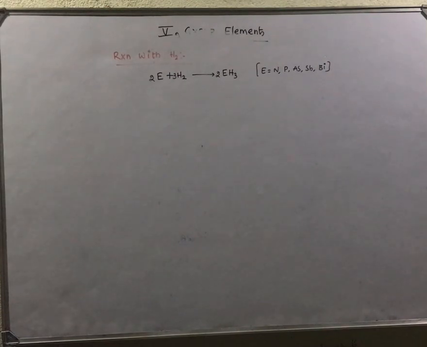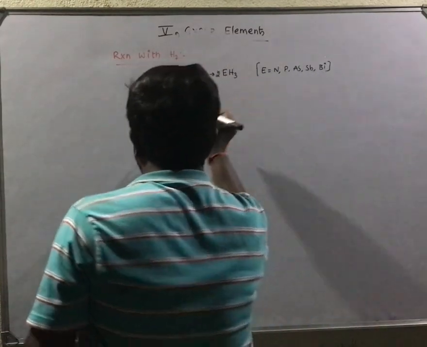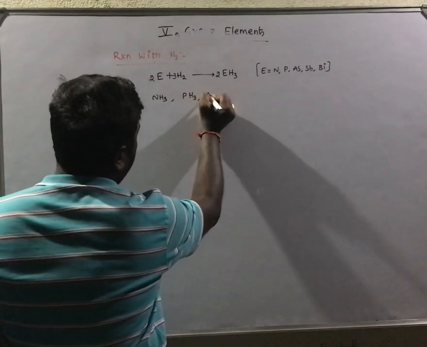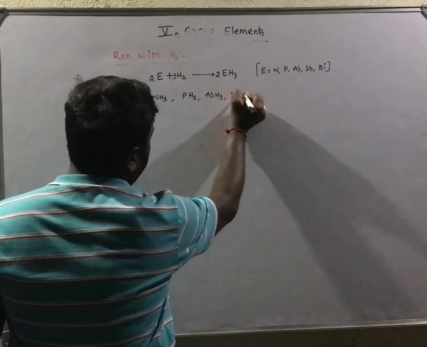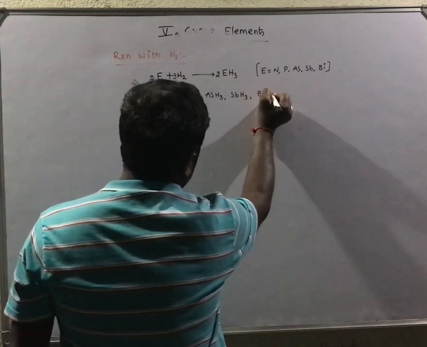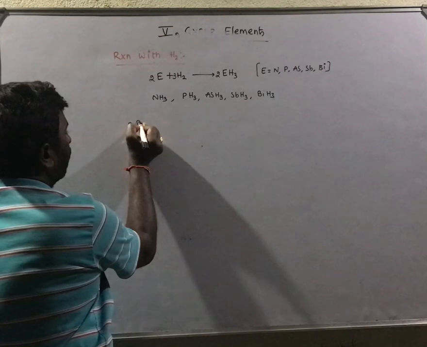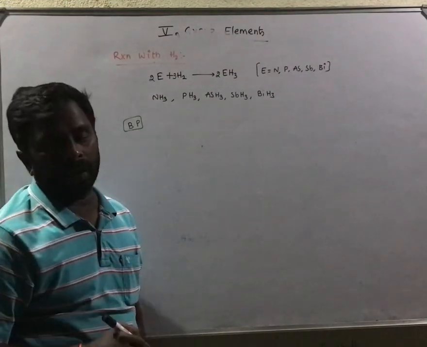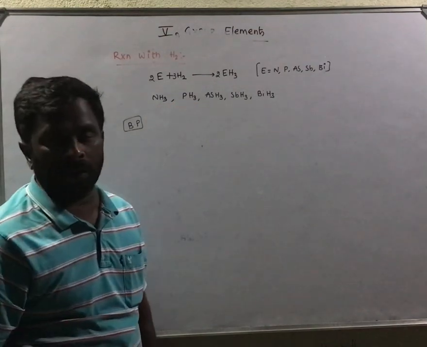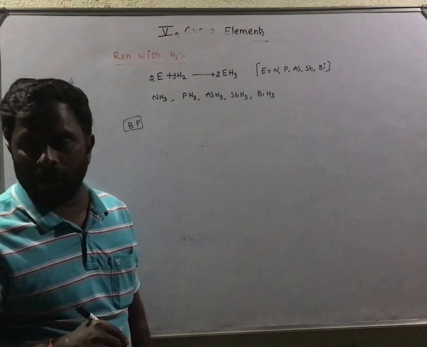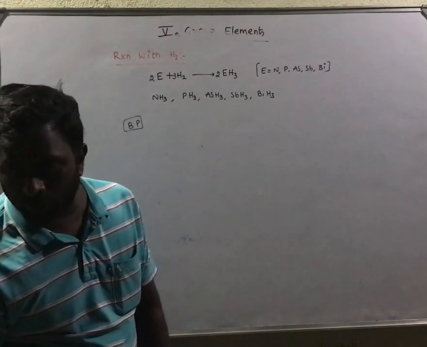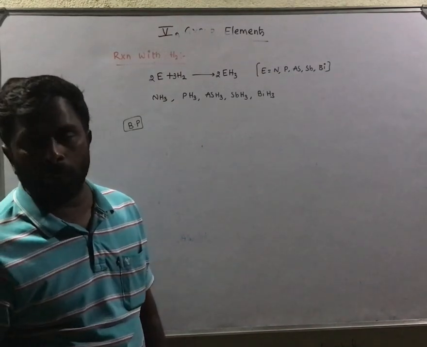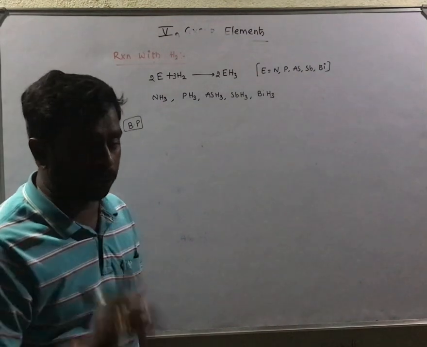So here we discuss the properties of EH3: NH3, PH3, AsH3, SbH3 and BiH3. Listen carefully, a very, very important point: boiling point. The boiling point of ammonia is more than that of PH3 and AsH3. Boiling point is directly proportional to molecular weight. But NH3, with less molecular weight, possesses more boiling point because of one and only reason, hydrogen bonding.